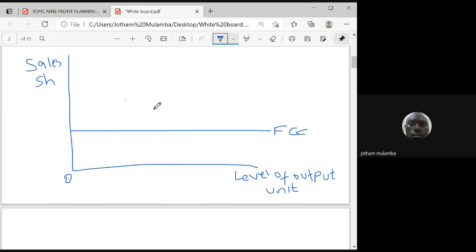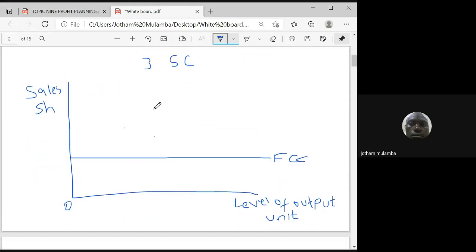Then the second curve is the total cost curve. I've said total cost is fixed cost plus variable cost. If we produce 0 units, then our variable cost will be 0, but the more we produce, the more we have. So our total cost curve will always start from where fixed cost starts, then it will gradually grow as the level of production grows. As we produce more, we also incur higher total cost. So we refer to that as the total cost curve. Then the sales curve: if we produce 0 units, then we'll also sell 0 units.